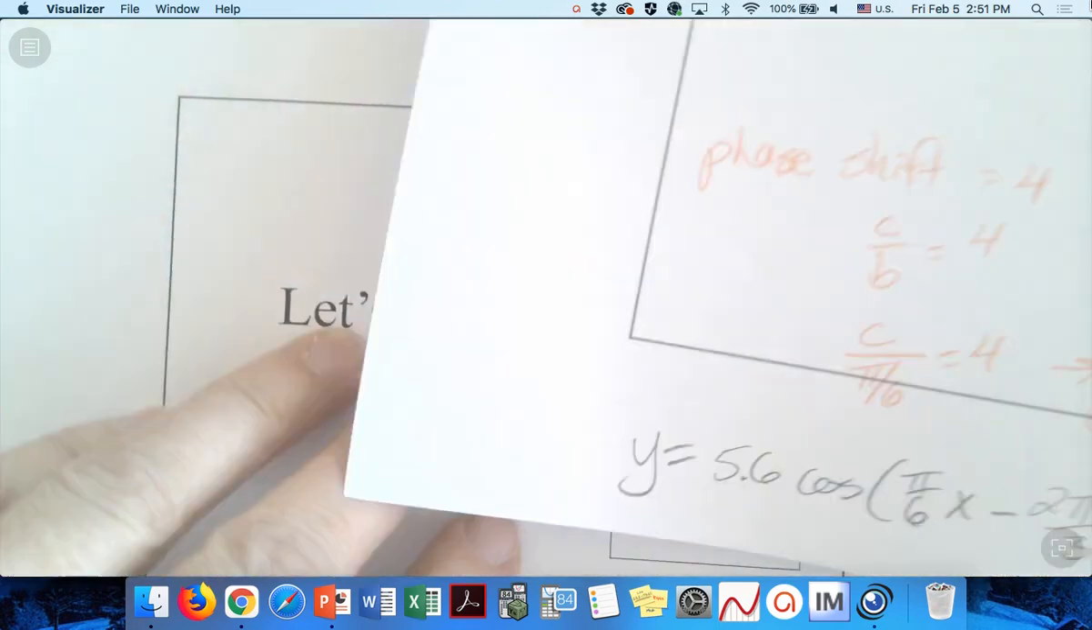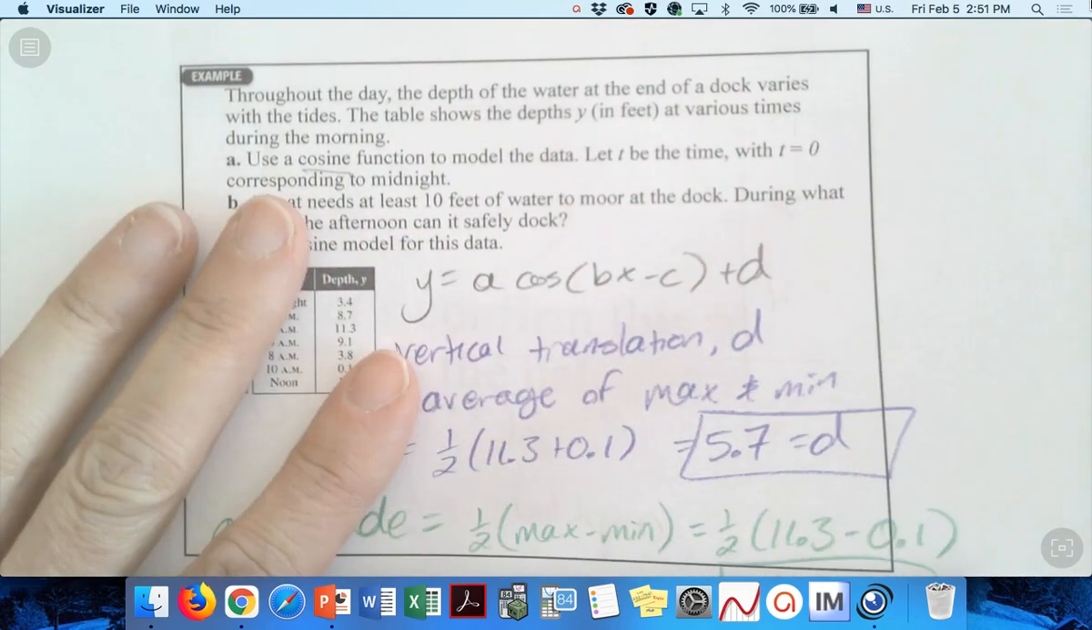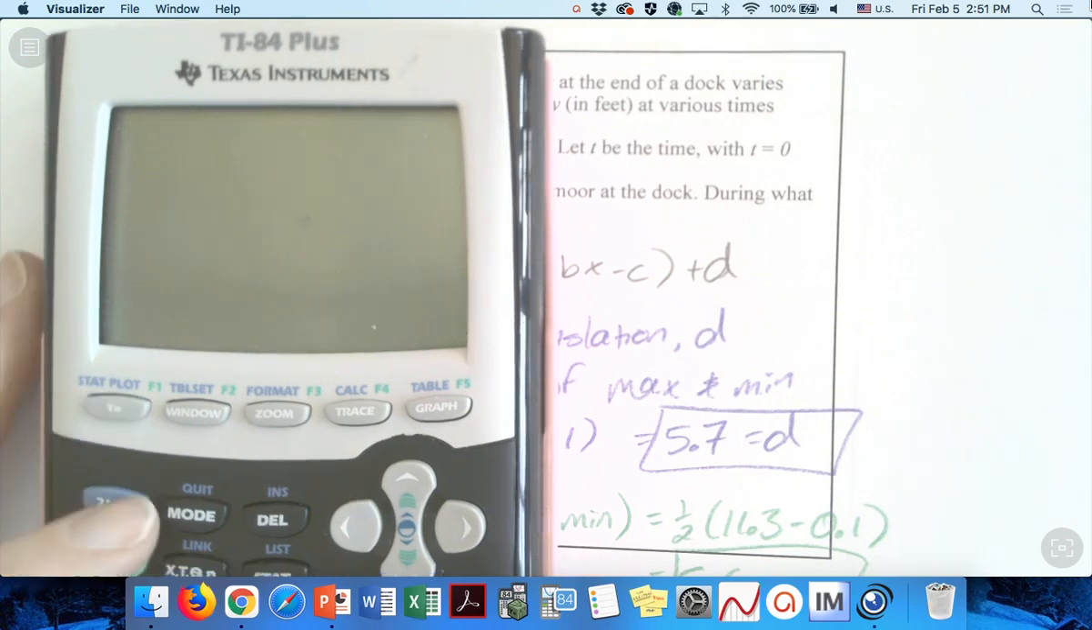what we're going to do now, we're going to do part B, but we're going to use our TI-84 graphing calculators to help us.